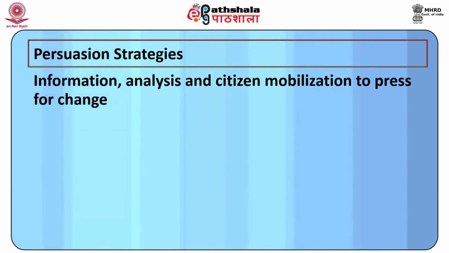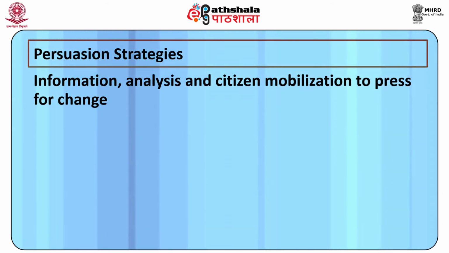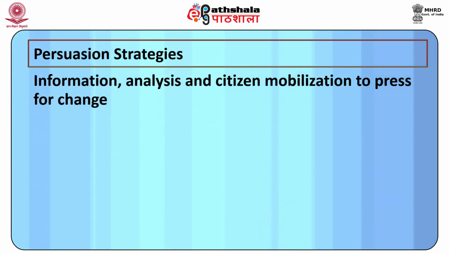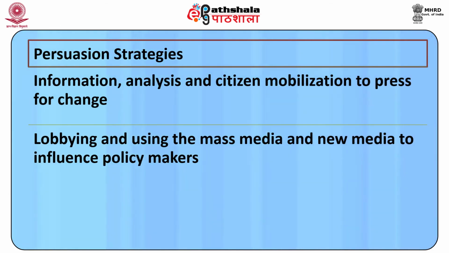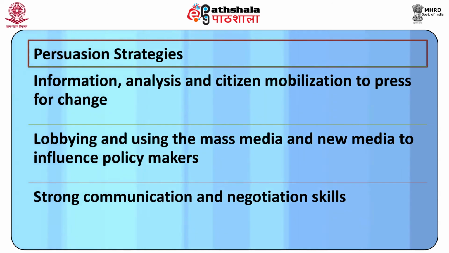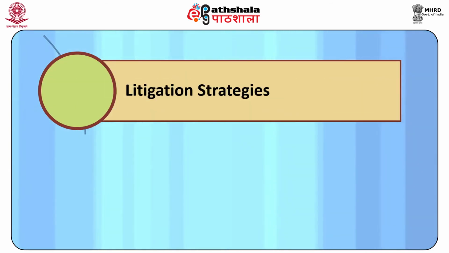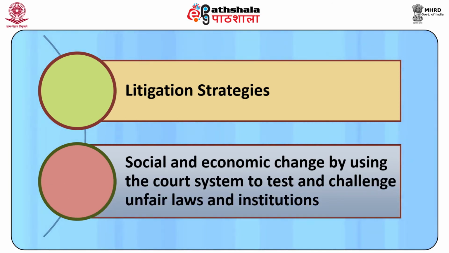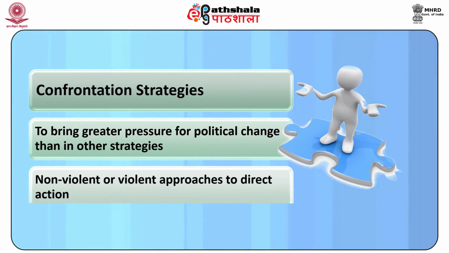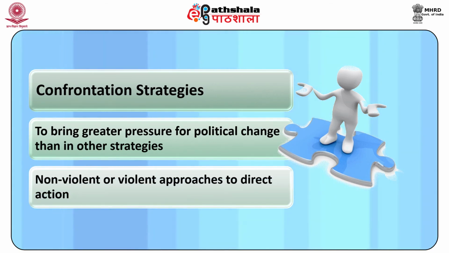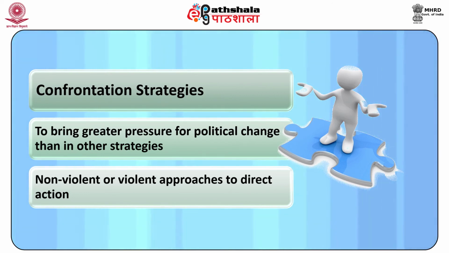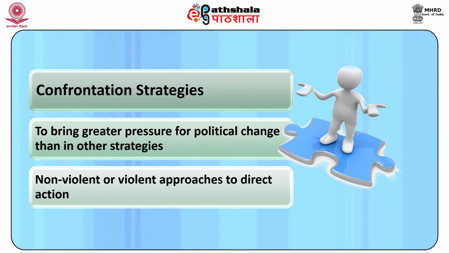Fourth is persuasion strategies. Main purpose is to use information, analysis and citizens' mobilization to press for change. Often involves lobbying and use of mass media and new media to influence policy makers and public opinion and create the momentum for change. Strong communication and negotiation skills are the key to success for using this strategy. Fifth is litigation strategies. Main purpose is to promote social and economic change by using the court system to test and challenge unfair laws and institutions. Sixth is confrontation strategies. The main purpose is to use direct action to challenge and draw attention to negative policy impacts and to bring greater pressure on political change than other strategies. This can involve non-violent or violent approaches to direct action.